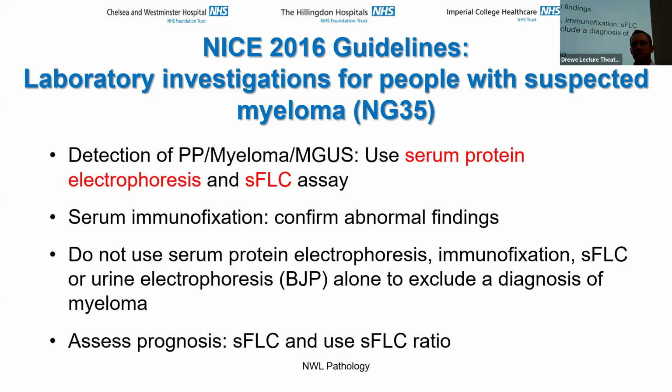One of the key things from the guidance is not to use any of these assays in isolation. And in terms of an assessment of prognosis, one of the recommendations is to use the free light chain assay, in particular to look at the free light chain ratio, or, I would say more commonly these days, especially within the haematological clinics, to look at the free light chain difference. So rather than the ratio between your kappa and lambda light chains, just look at the difference between your kappa and lambda light chain concentrations.